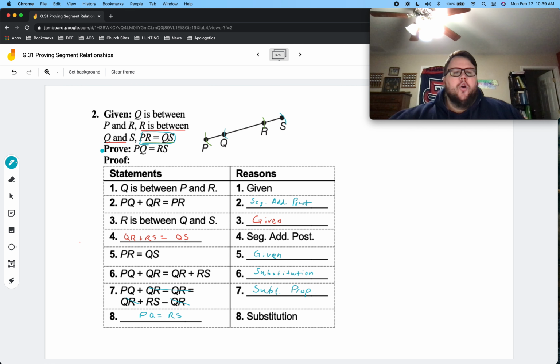And if you notice, what were we trying to prove? Here we go, PQ equals RS, and we proved it down here by using substitution. So that's it. When you're writing proofs, and we're going to be doing a little bit more of this for the rest of this chapter, you just have to justify all of your steps.